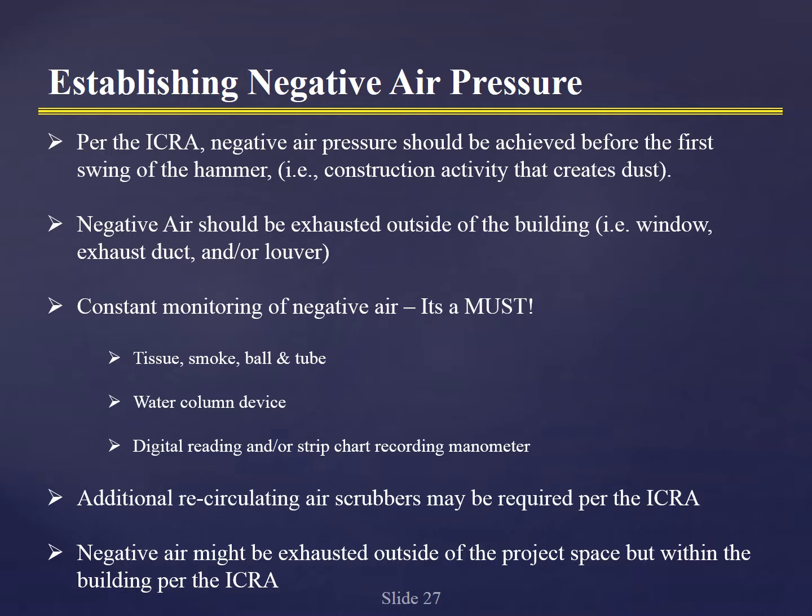But if you're going to do regular checks in intervals, you should have some policy, procedure, or statement that indicates what you do, why you do it, and then make sure you do it. You can use additional recirculating air scrubbers, and it may be required depending upon how intense the project is. Again, negative air might be exhausted outside of the project space, but within the building per the ICRA, and we talked about that just a moment ago as it relates to recirculation and HEPA filters.